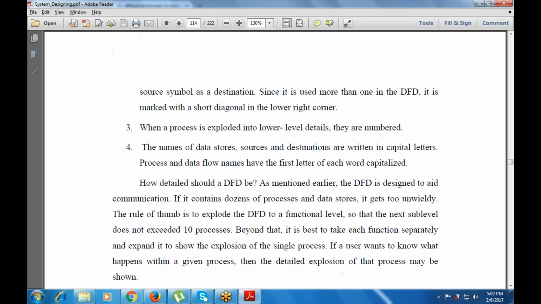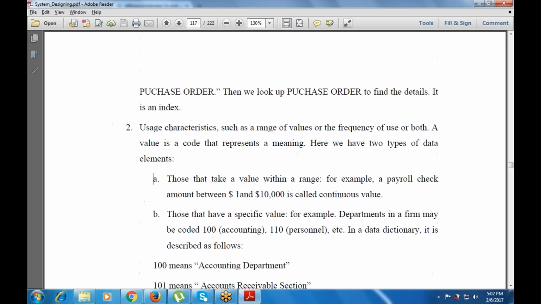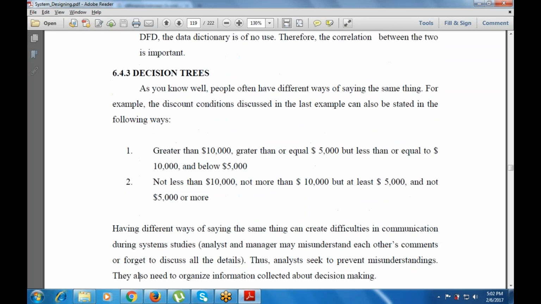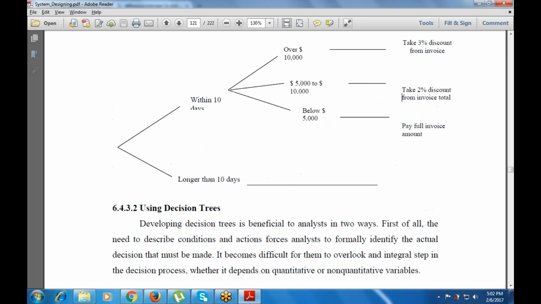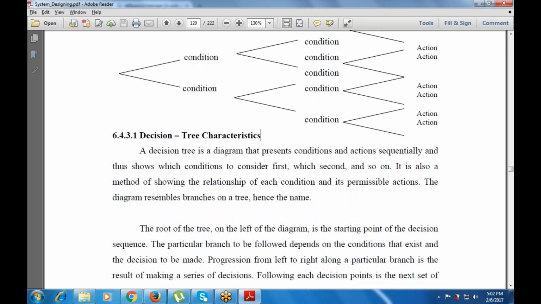Now, how to construct a DFD, that is the next part. This is typically used with the data analysis, then defining the data structure, and the decision tree. I am going to take the decision tree within the next class.